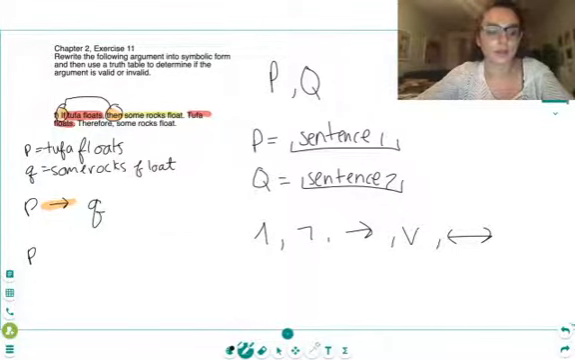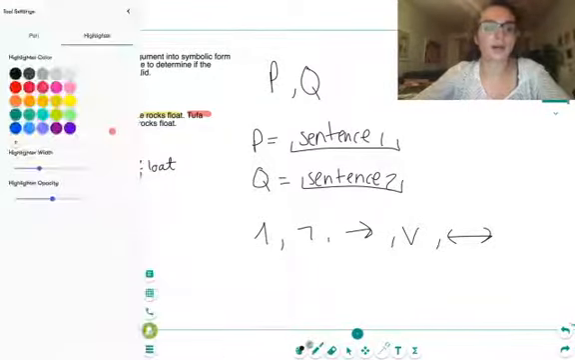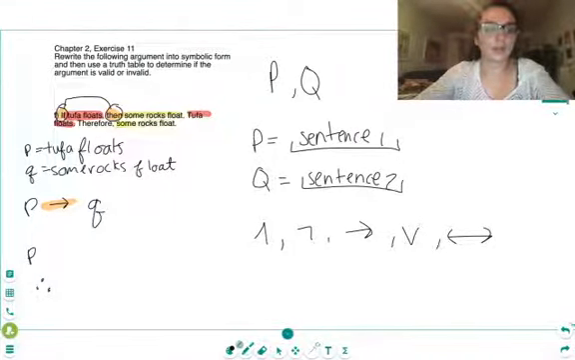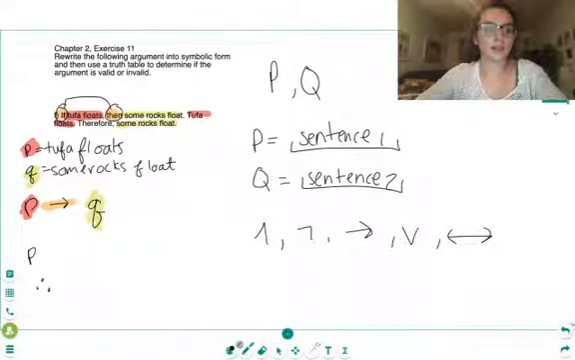I like to use this little symbol for therefore so that I understand that whatever's after that is what I'm trying to prove based on these premises. Some rocks float. Didn't I already define that? I think I did. I defined it as Q. Okay, cool. So here's P, and here is Q. I don't have to color code everything always, but it definitely helps if you're new to this.